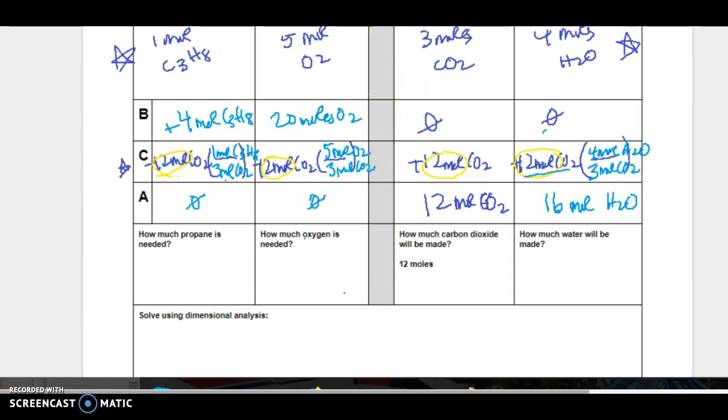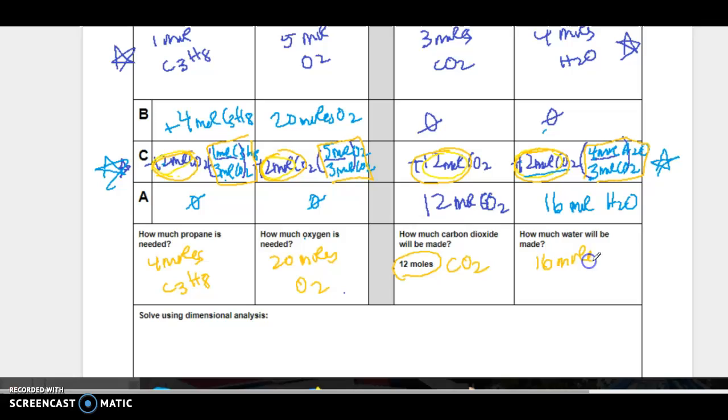Okay, right? So can you see the important part is this step right here, the change. Okay, all you're going to do is you're going to have the same thing that was given, okay, in each step, and then you're going to multiply by the ratio, okay, so that it cancels out and works. Okay, so that means I need 4 moles of propane, okay. When I get 20 moles of oxygen, I need that, okay, to make 12 moles of CO2, and then I would also get 16 moles of water in that.